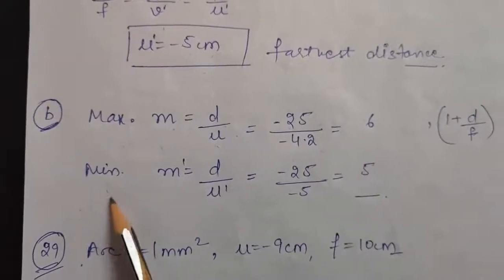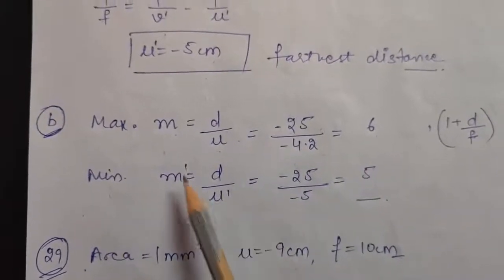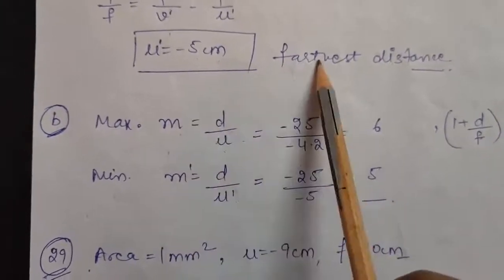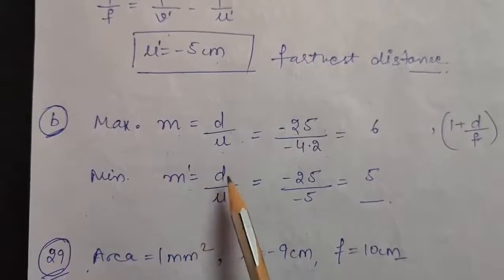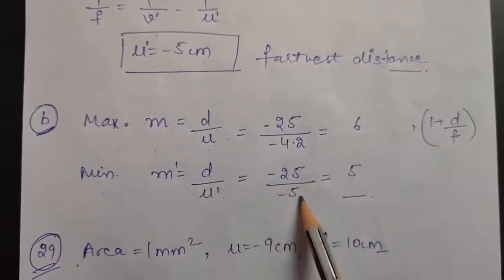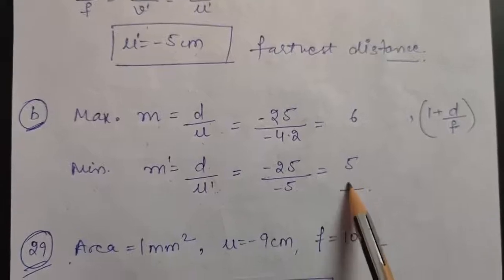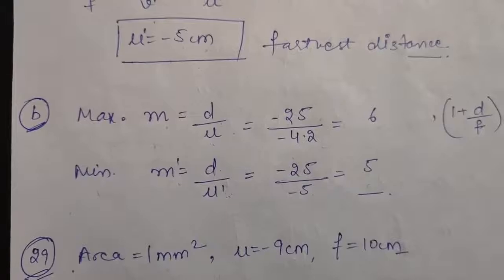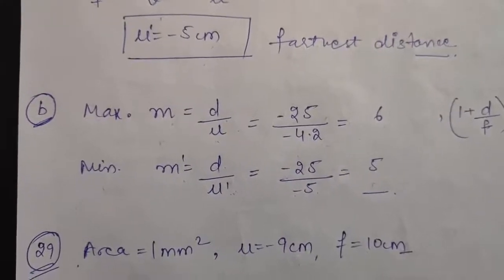For minimum magnification, u dash should be farthest, that is, it should be greater. So for minimum magnification we will take D by u dash, or you can say minus 25 upon minus 5. So that will give you 5. So these are the maximum and minimum magnifications which can be produced by that lens.